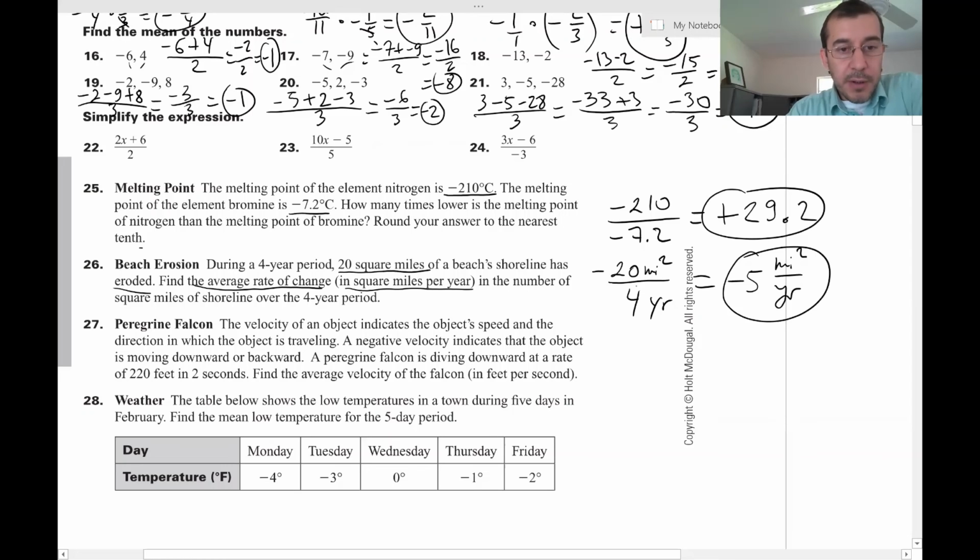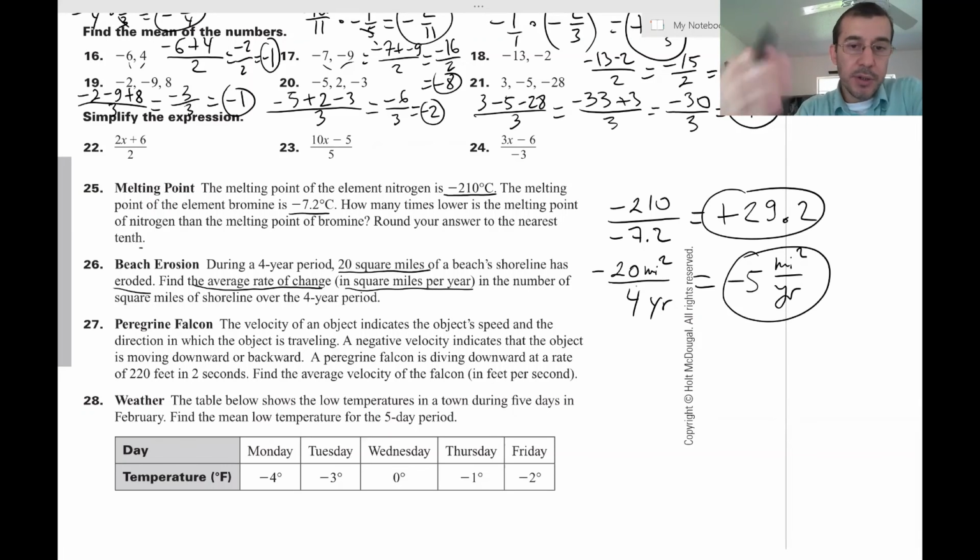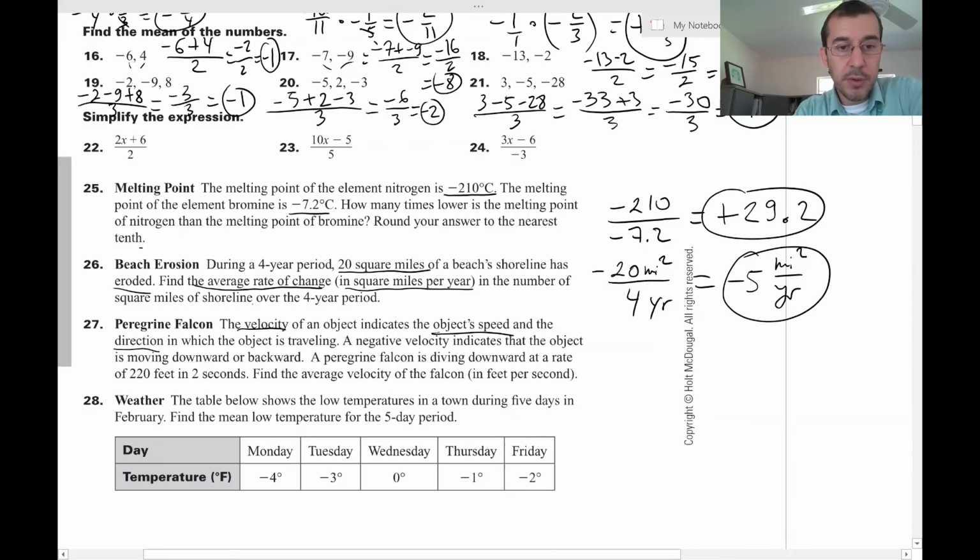27, peregrine falcon. The velocity of an object indicates the object's speed and the direction. So it's speed and direction. That's the velocity in which the object is traveling. A negative velocity indicates that the object is moving downward or backward. A peregrine falcon is diving downward, so it's moving downward or backward. That's a negative velocity.